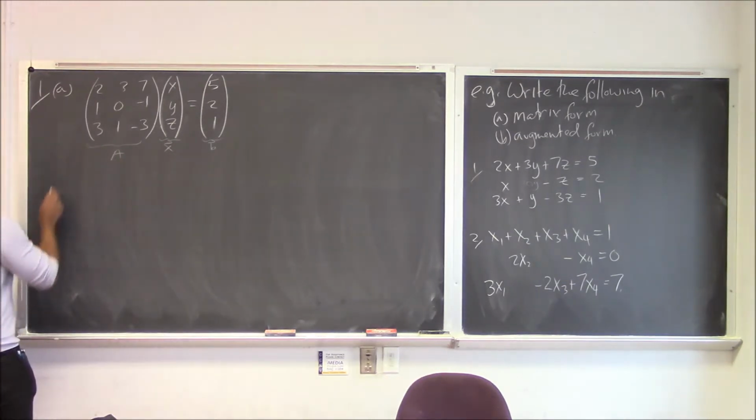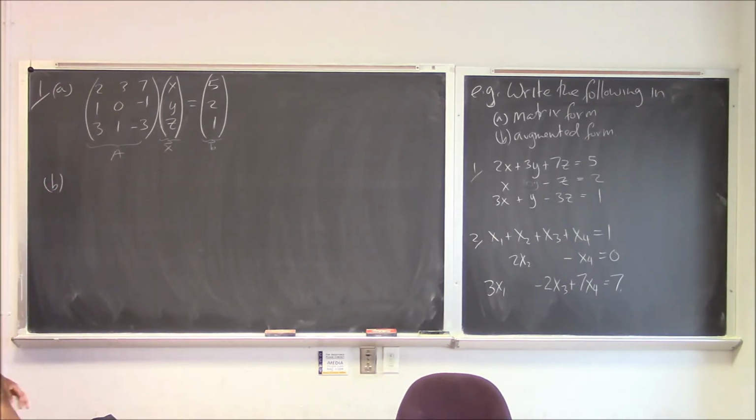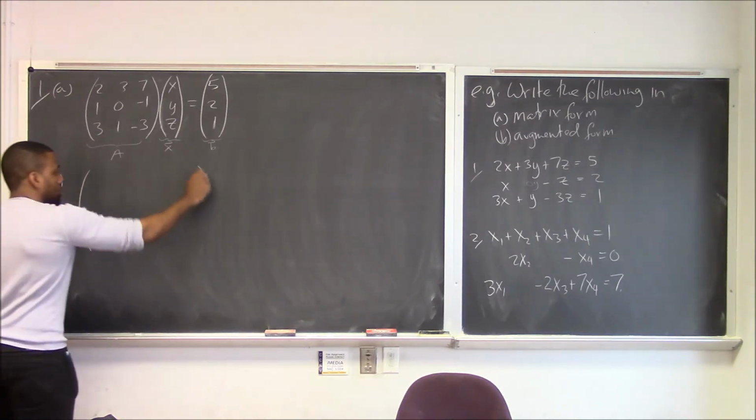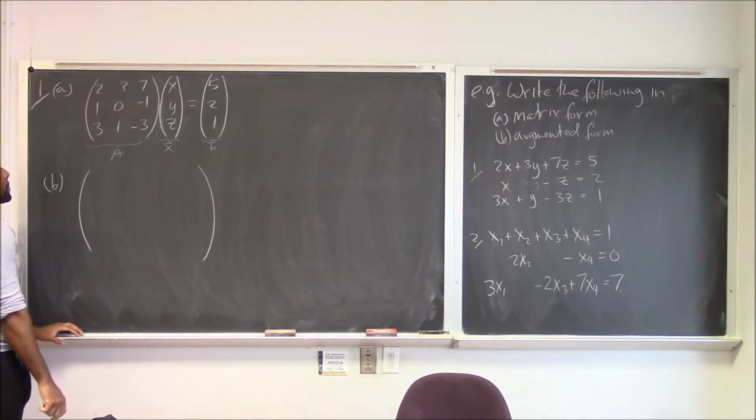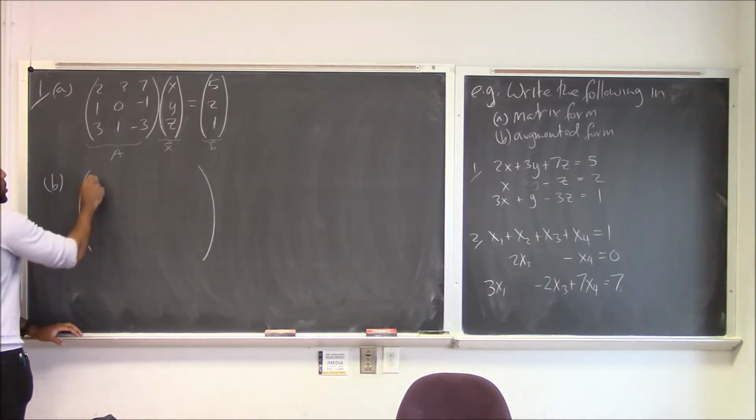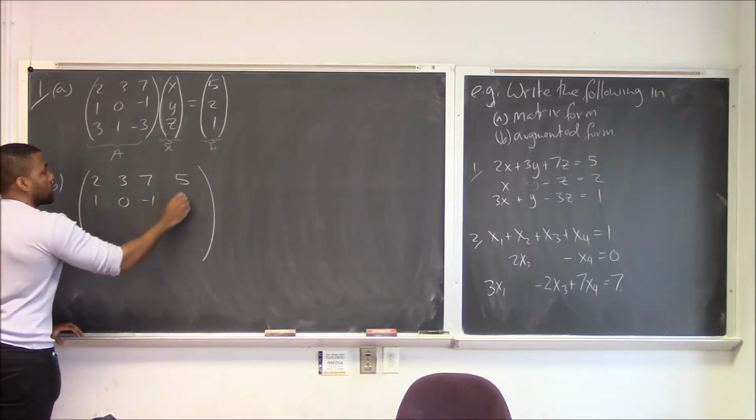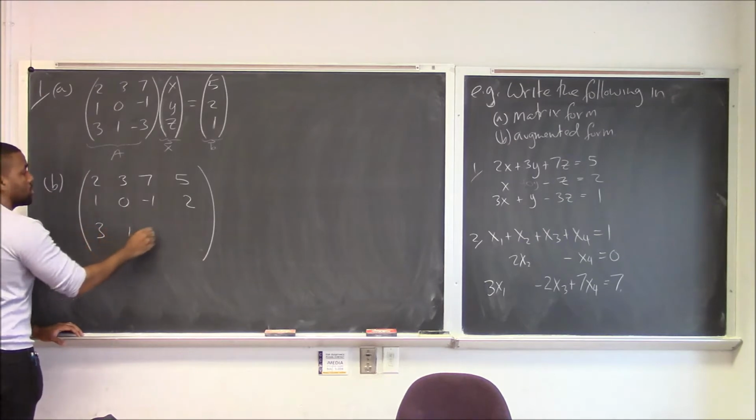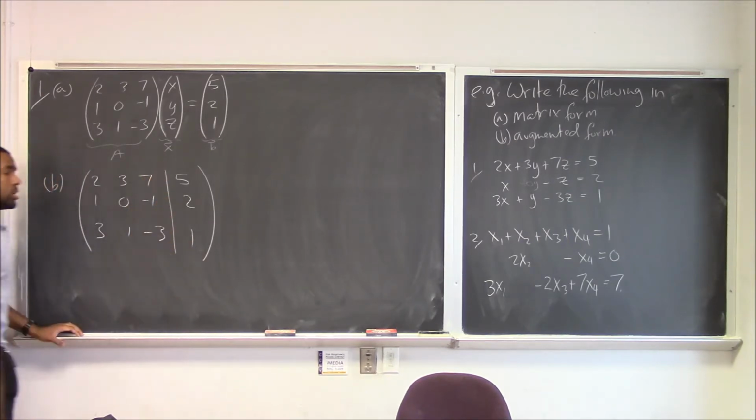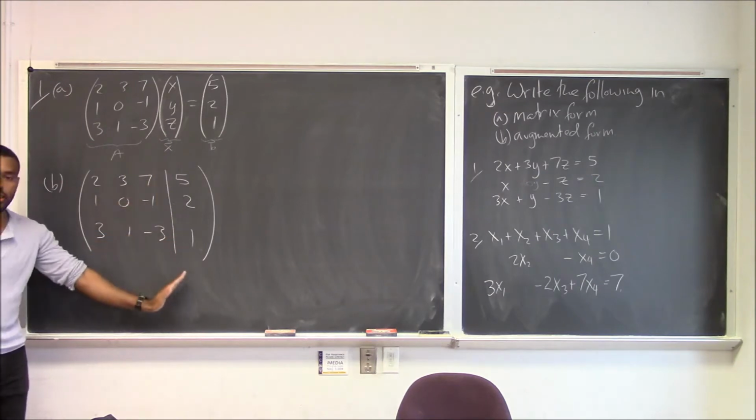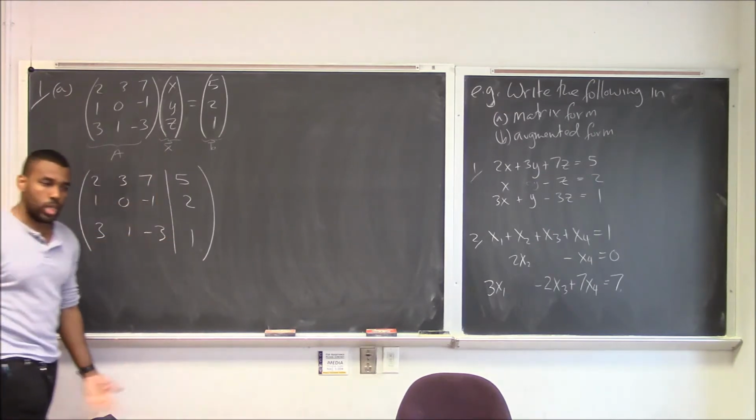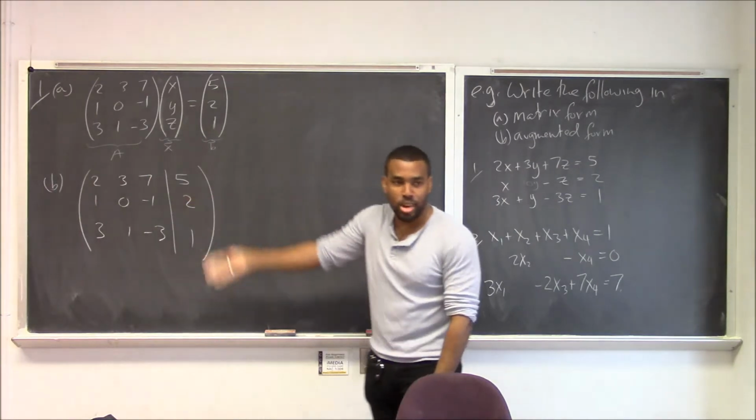How would you write this in augmented form? In one big matrix, okay, then what? You append 5, 2, 1. Then 2, 3, 7, 5. 1, 0, minus 1, 2. 3, 1, negative 3, 1. And a bar. You write the bar here to show that that's where the equal sign appears in the system. And that's it. But you have to, of course, get that right before you can do anything else.